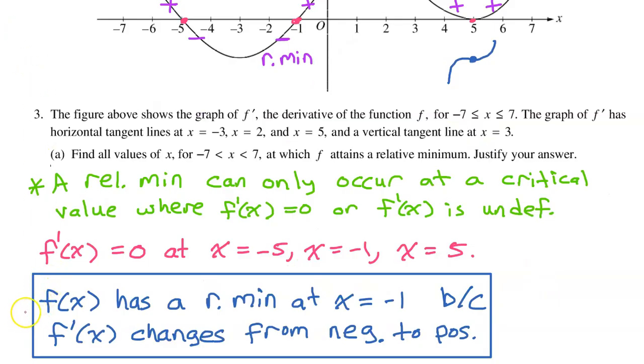So here comes the summary statement with justification. F of x has a relative min at x equals -1 because f prime changes from negative to positive. And that is your first derivative test.